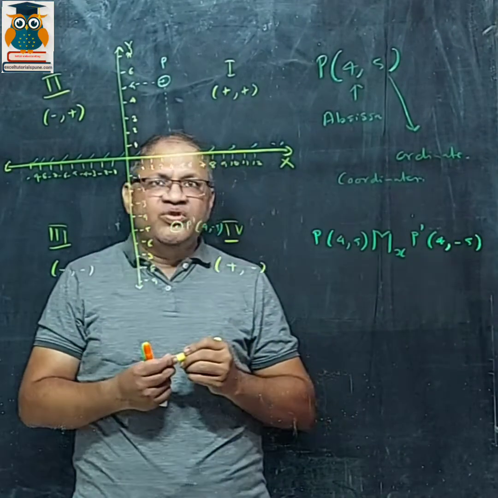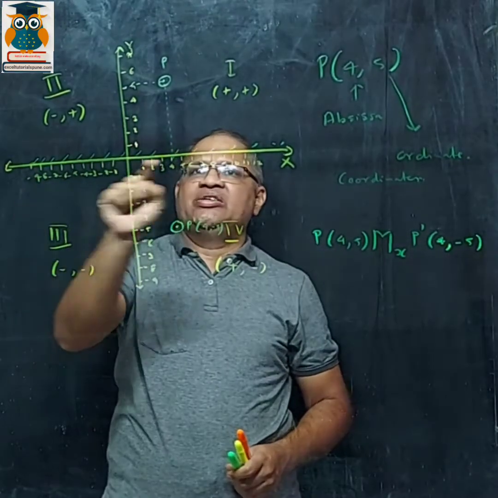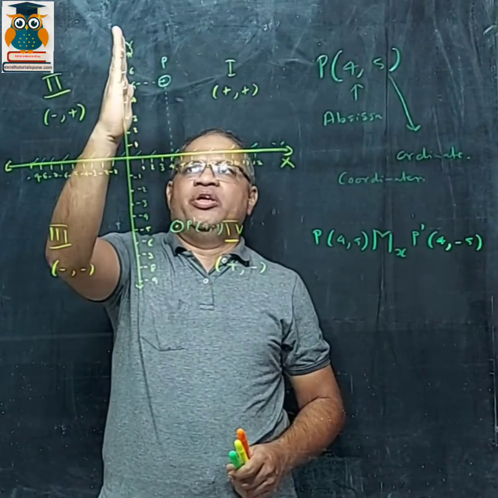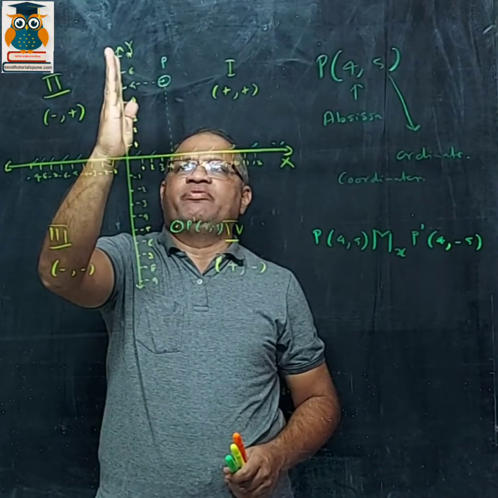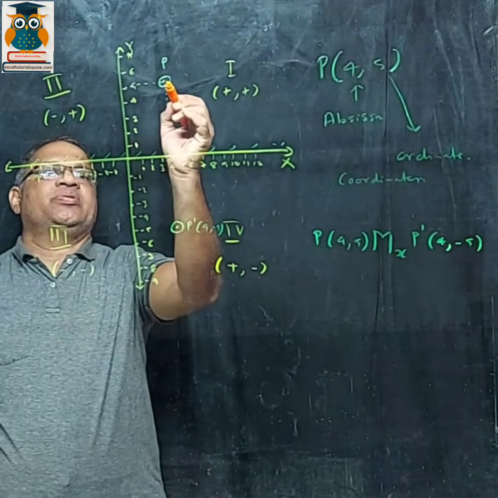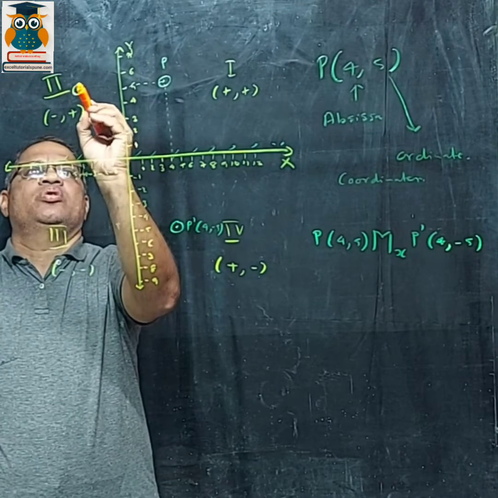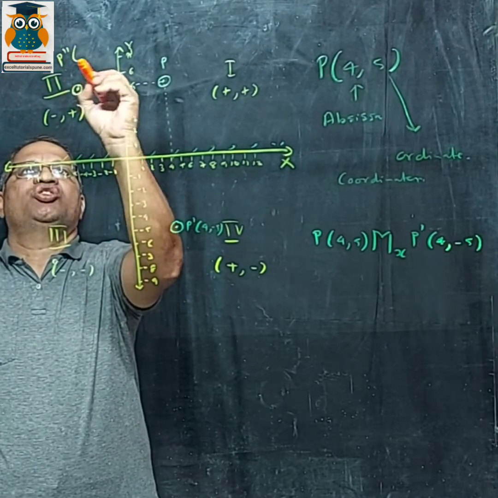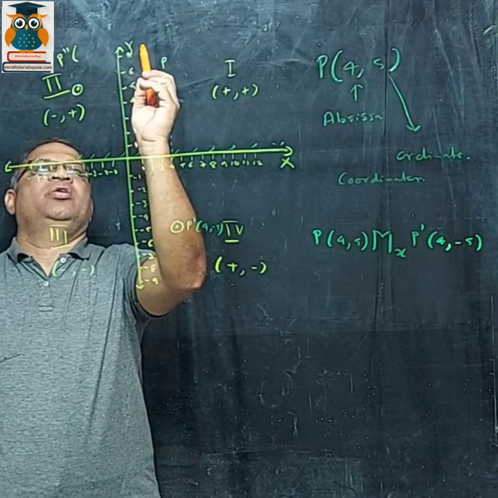Now what happens if this point P had been reflected in the y-axis? Instead of the x-axis, I have taken the mirror over here on the y-axis. Then the image of this point will come on the other side. That means it will come this side like this, at minus 4. So P double dash will be minus 4 comma 5.